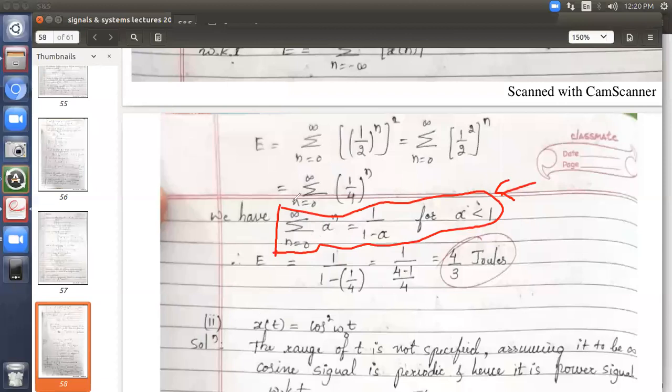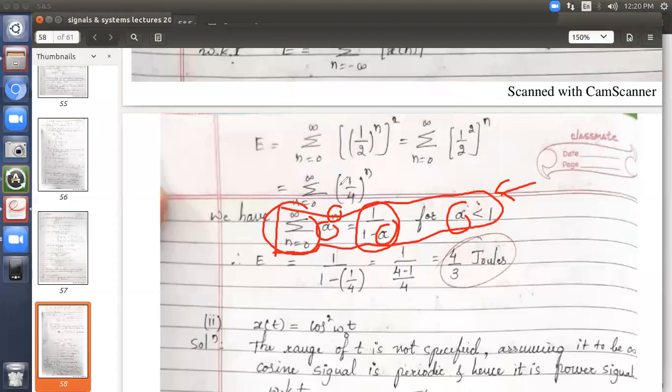If you have a summation from 0 to infinity, and some alpha raised to n, this kind of structure, if this kind of signal exists, alpha raised to n, alpha is any value, it is given by 1 by 1 minus alpha. This is the formula. But provided there is a certain condition, alpha should be less than 1. Means what? Some fractional number it should be.